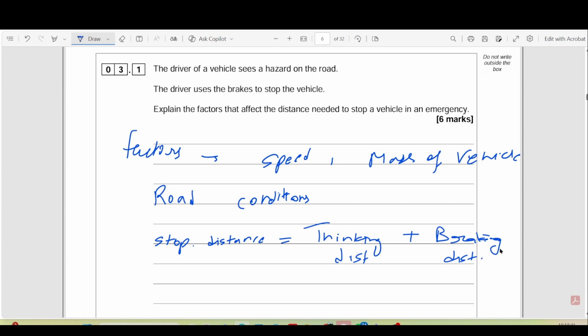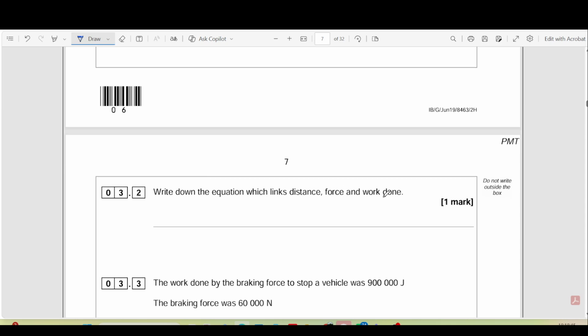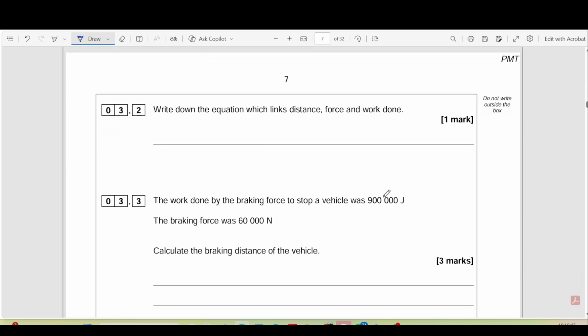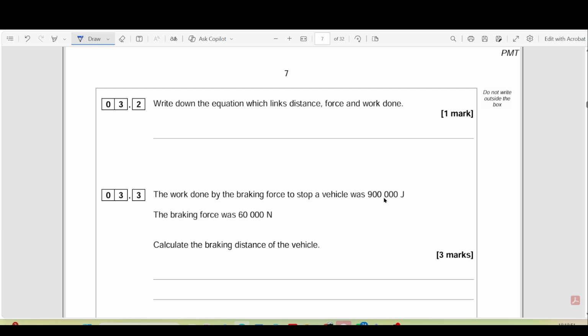Write down the equation with distance, force, and work done. Work done equals force times distance. Yes, that's correct.